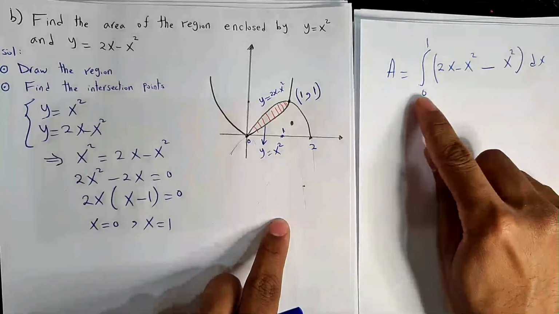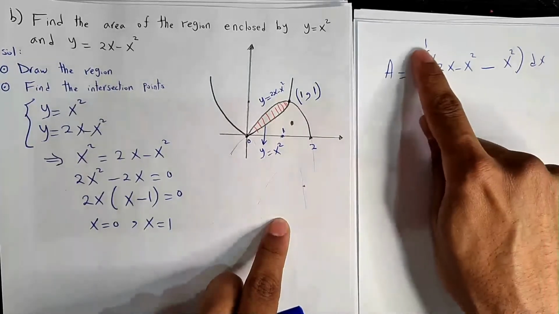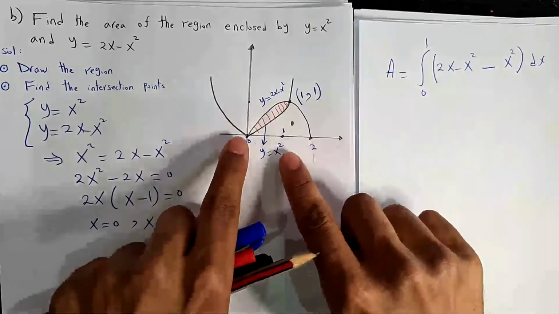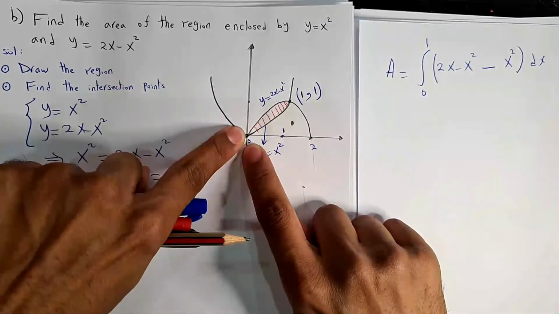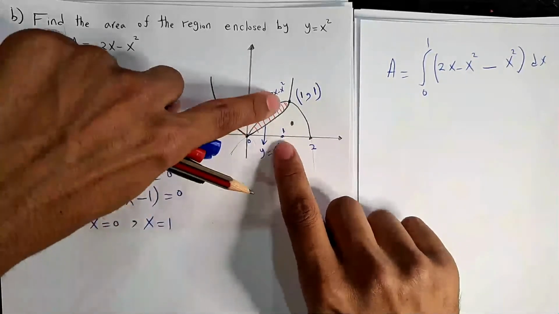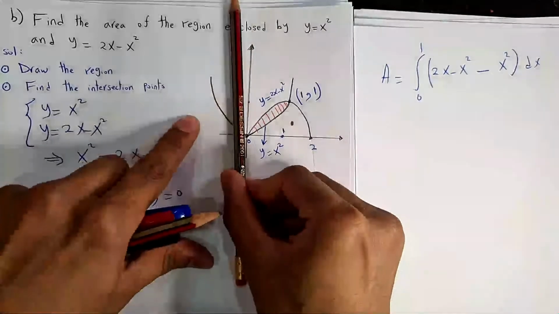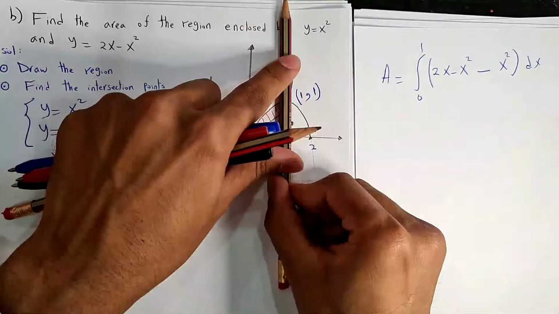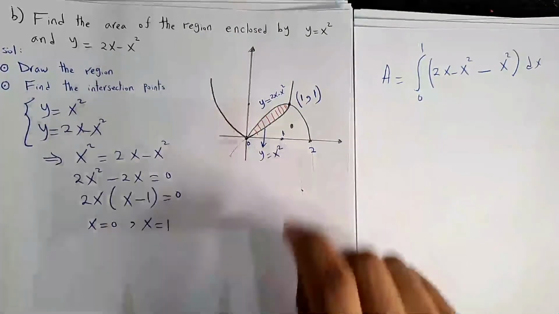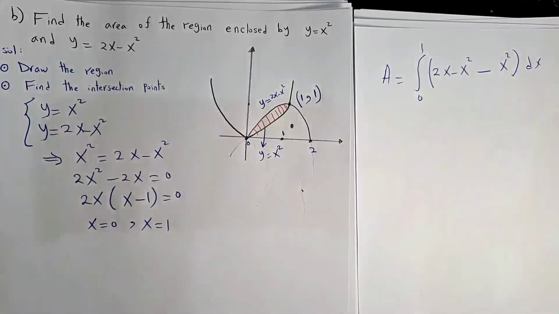dx means integrate from the smallest x in your region up to the largest x in the region. See here, this is my region. What is the smallest x value? It is 0. What is my largest x value? Read it this way: assume you have a pen like this and move this way. What is the last x in the region? Read on the x-axis, it is 1. So integrate from 0 to 1. This is very, very important.